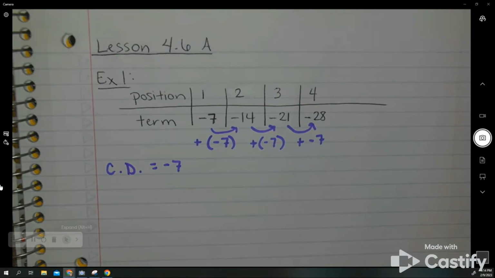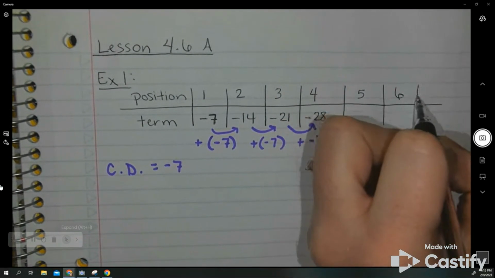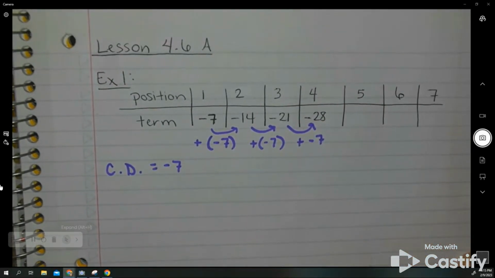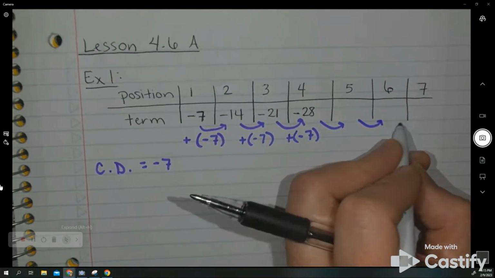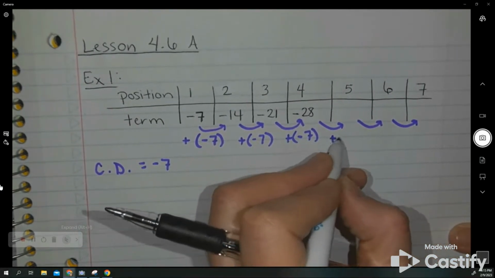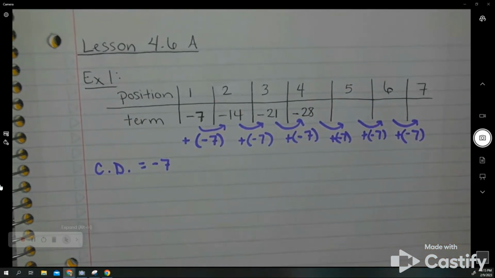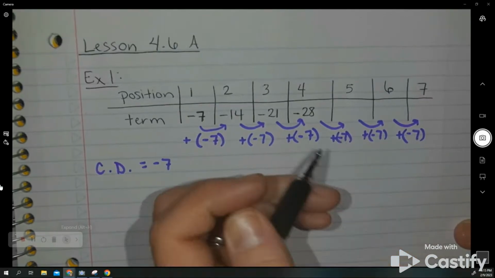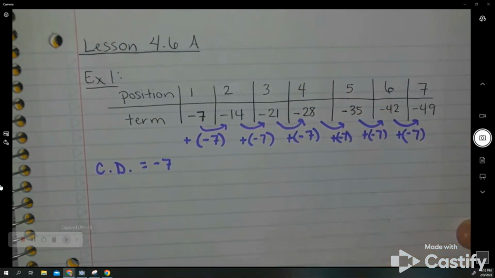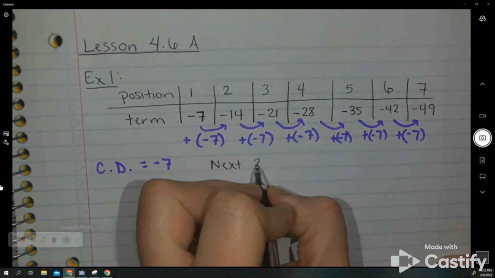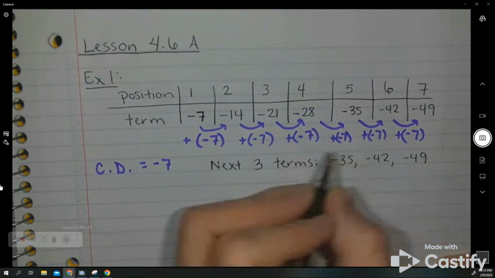So if I want to know the next 3 terms in my table, I have to do positions 5, 6, and 7. And, oops, forgot my parentheses here. Still going to be adding -7 each time. Or another way to think about it is subtracting 7. So -28 minus 7, or adding -7, will be -35. And then we'll have -42 and -49. So those next 3 terms that they were asking us about are -35, -42, and -49.